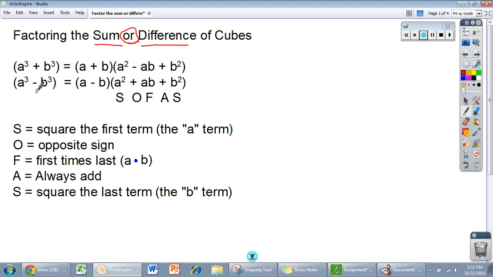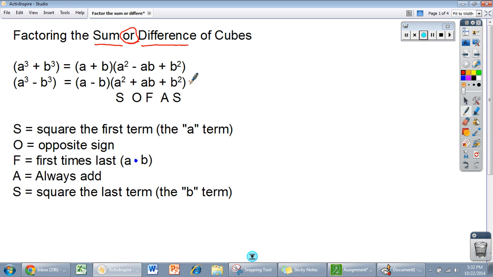For the subtraction problem, we do the same procedure, except the sign of the original problem does stay the same, but this time we're going to square that first term. We're going to take the opposite sign, so that negative turns into a positive. We multiply the two terms, A and B, together, and then square the last term.